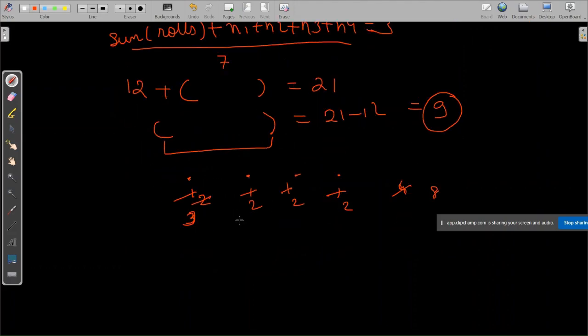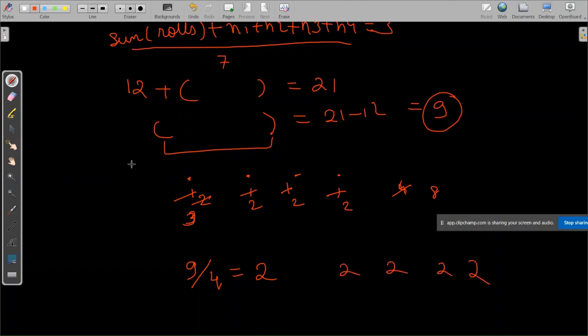So how can I do this? I can easily do this by dividing 9 by the number of n's that are missing. What is the number of n's? The number of n's is 4. So 9 divided by 4 is 2. So all the persons will equally get 2, 2, 2, 2.